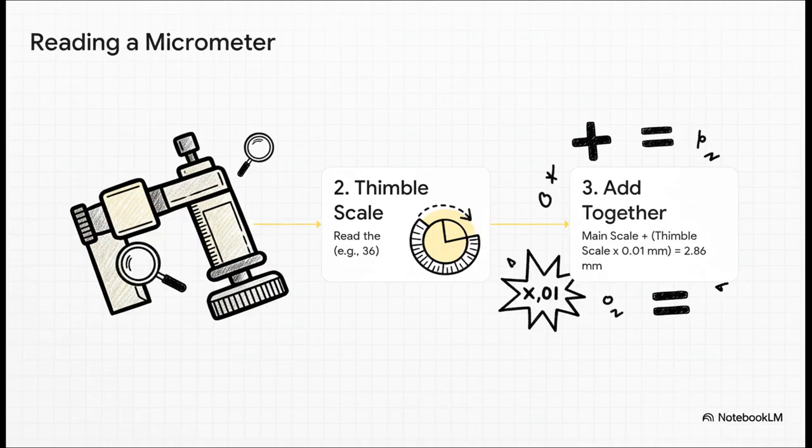Next, we look at the rotating thimble scale. We just find the line that lines up perfectly with the main scale's center line. In this case, it's the number 36. Now, each of these marks represents 1/100th of a millimeter, so that gives us 0.36 millimeters.